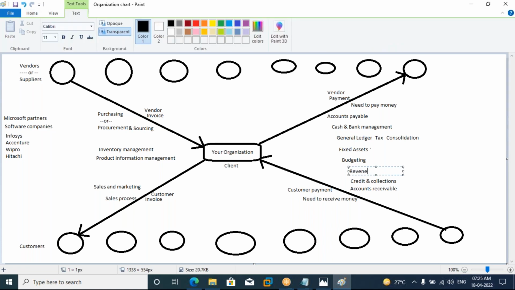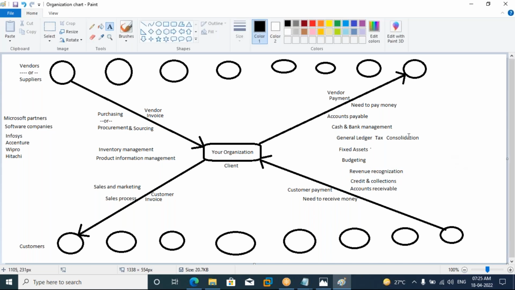It is a small module, revenue recognition. I will discuss it with you. Taxes, consolidation, credit and collections, revenue recognition are small modules. Major modules are accounts payable, accounts receivable, cash and bank, fixed assets, budgeting, general ledger. These are all major modules.